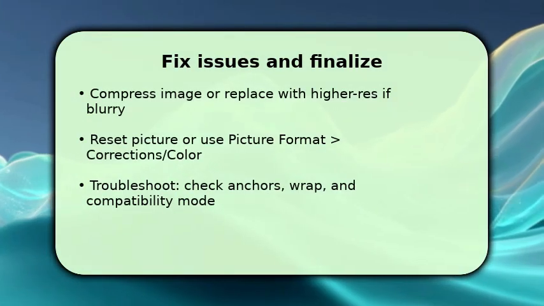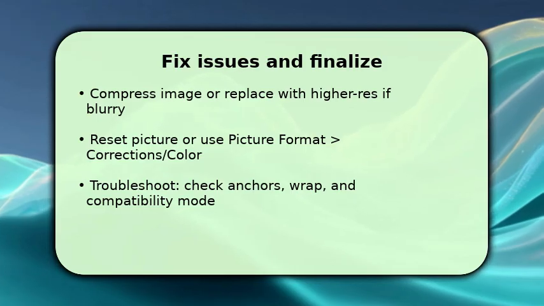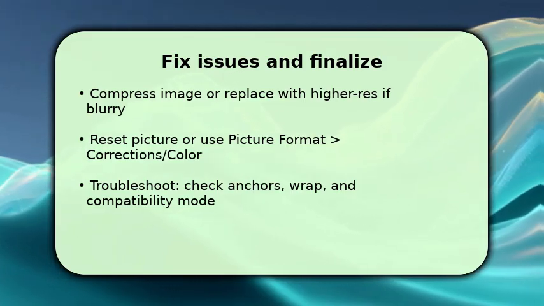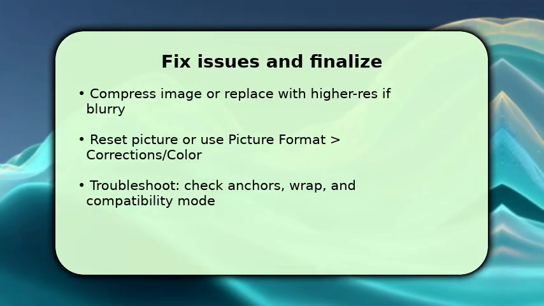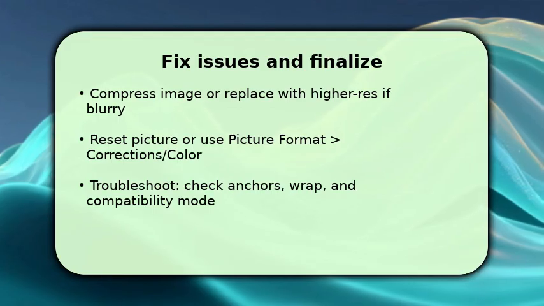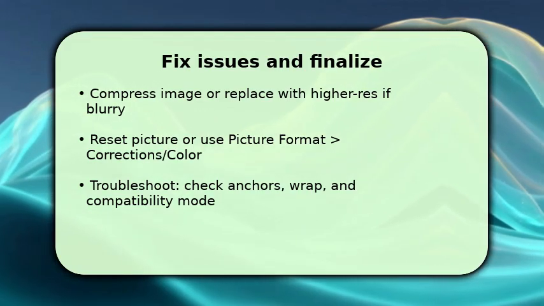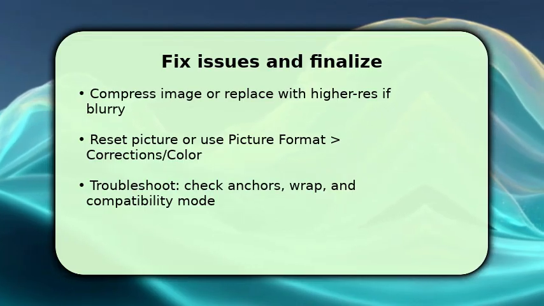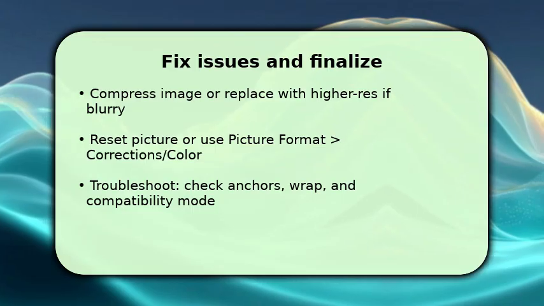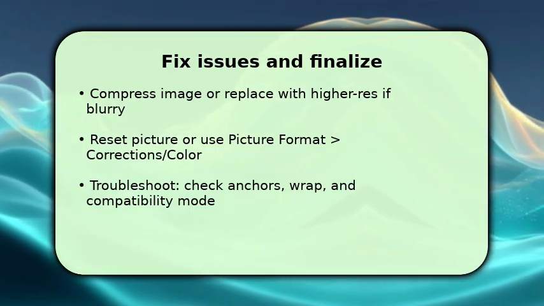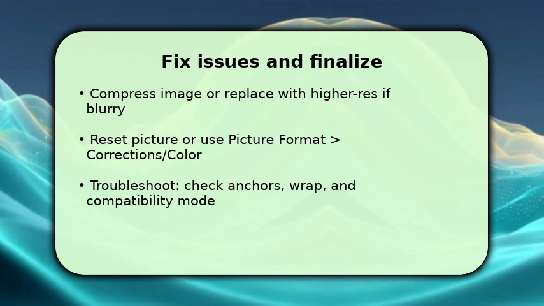If the picture is blurry, compressing can help file size but replace with a higher resolution file when quality is needed. Use picture format tools, Reset Picture, Corrections, and Color to restore or tweak appearance. These act locally without changing layout anchors. If something still moves, troubleshoot anchors and wrap options and check for compatibility mode, which alters behavior. If anchors look correct but break, convert document to current Word format and recheck placement to lock it down.